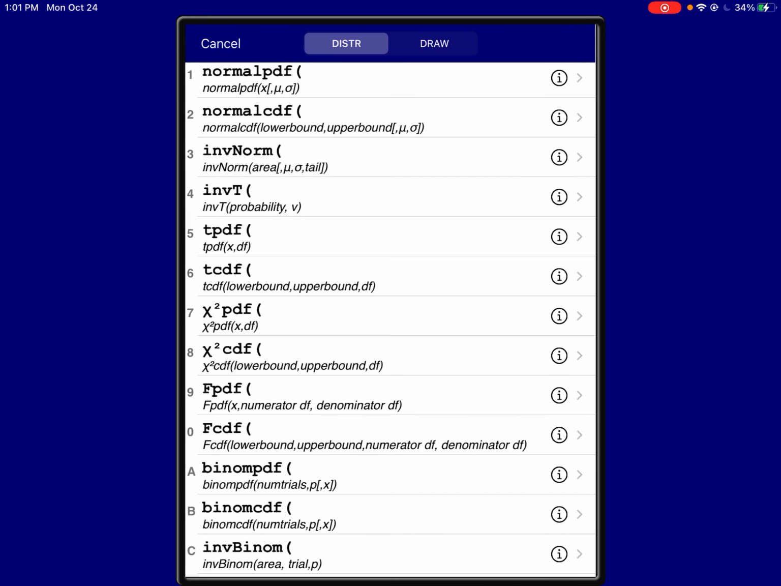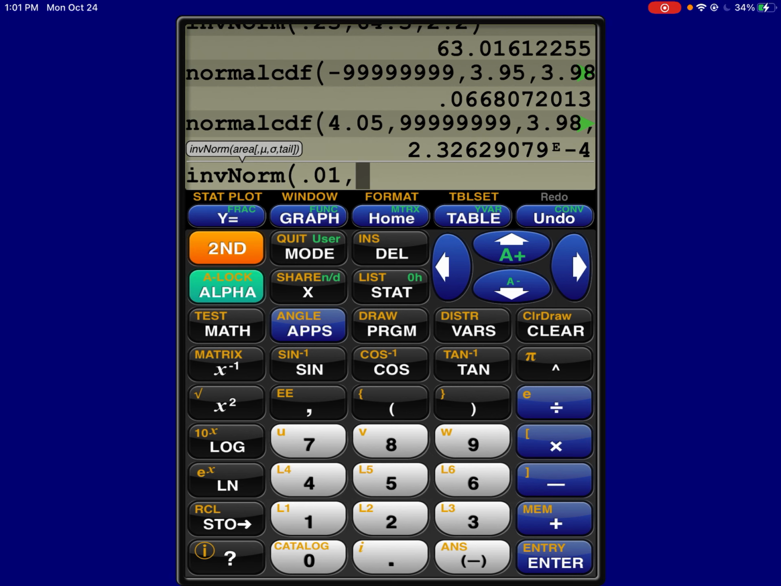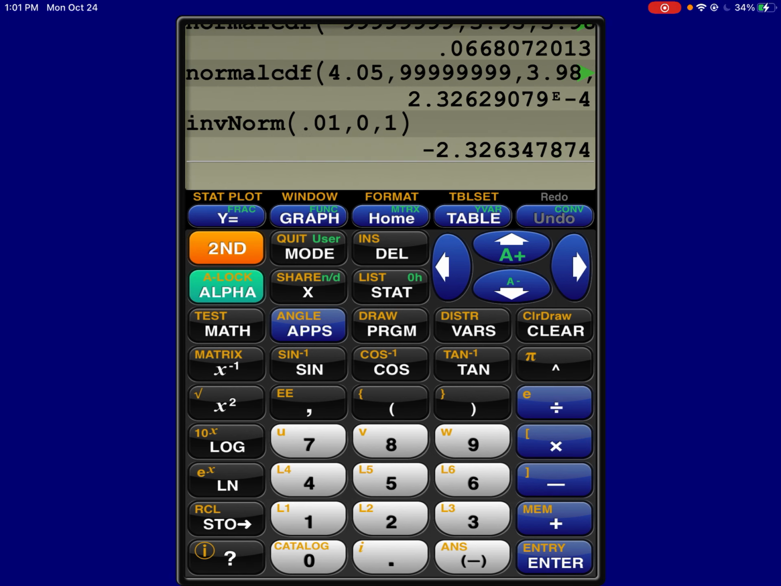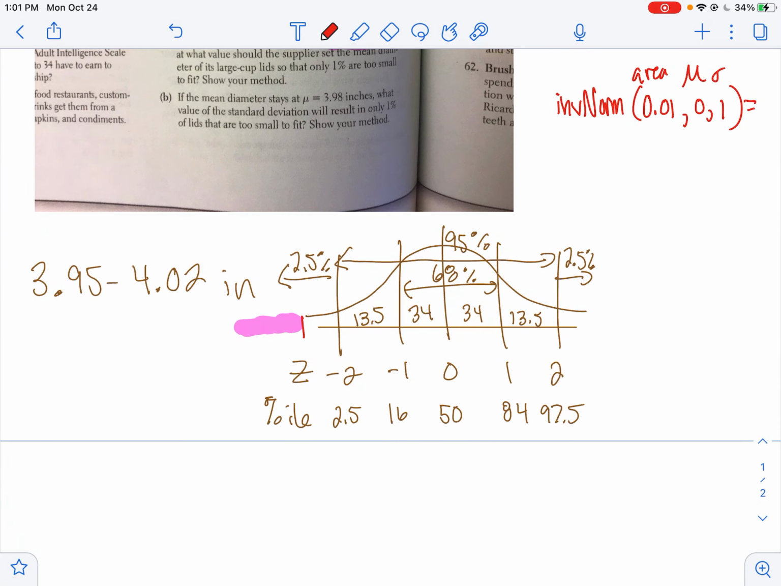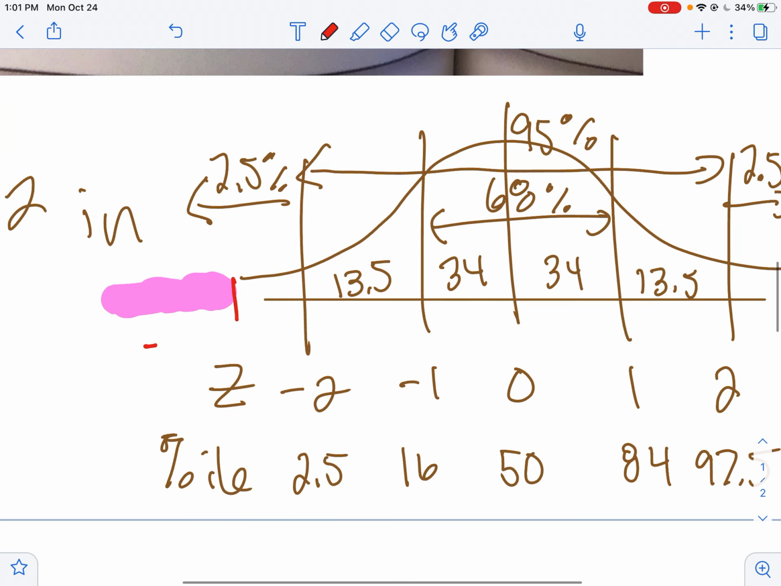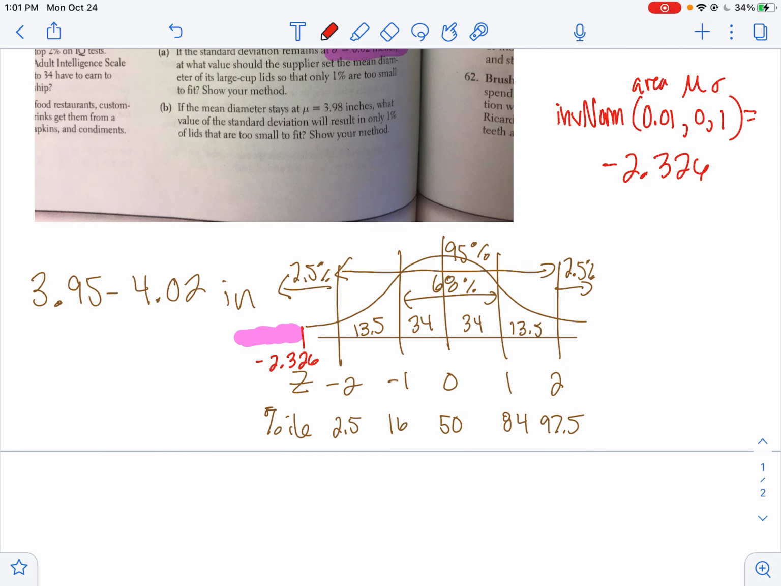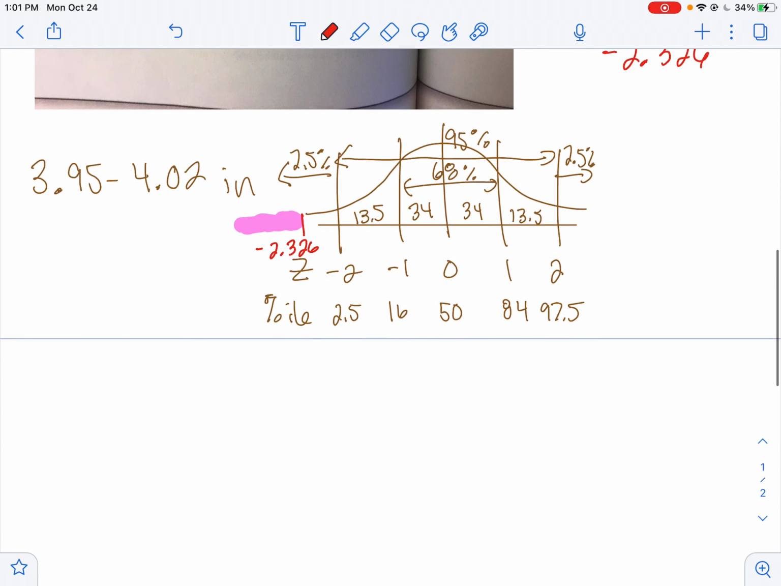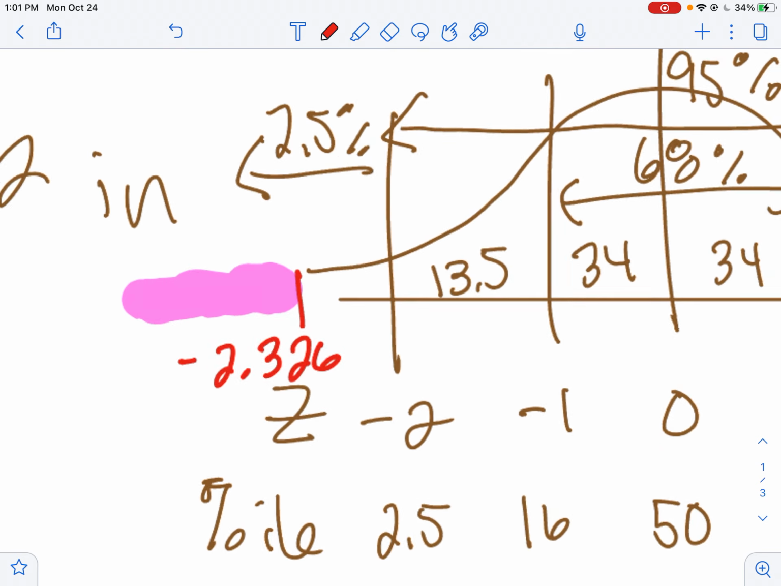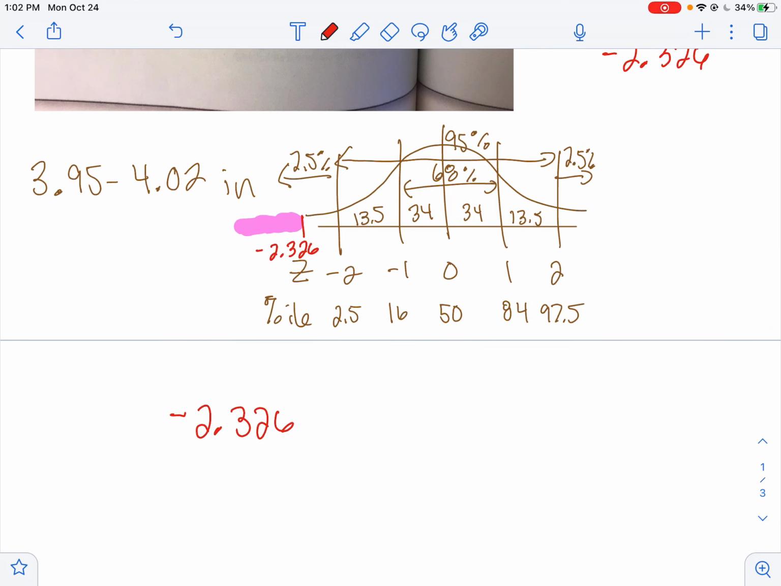I'm going to do second vars, inverse norm, 0.01, 0, and 1. I get a z-score of about 2.326. So that's what I'm going to write here. I'm going to give 2.326. So I know it'd have to be about negative 2.326 standard deviations away to get that 1% we're looking for. Now they're keeping that standard deviation the same. They mentioned it's going to be 0.02. So now I'm going to use that z-score formula where I know how many standard deviations away I want to be in this normal distribution because I want 1% of my data values to be less than this value.